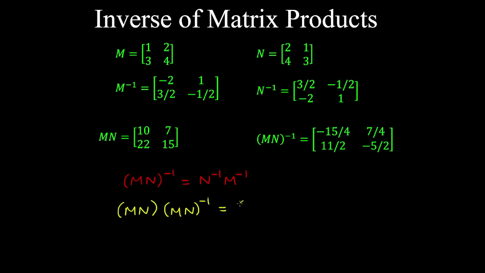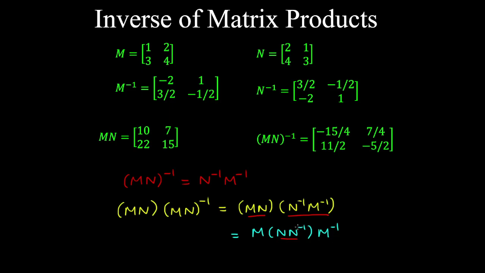So therefore, if we have MN, and then replace the second term with N^-1 M^-1, assuming that this is the inverse of MN, we can now use the associative law for matrix multiplication. So we can take M and multiply that by N^-1, and then multiply by M^-1.